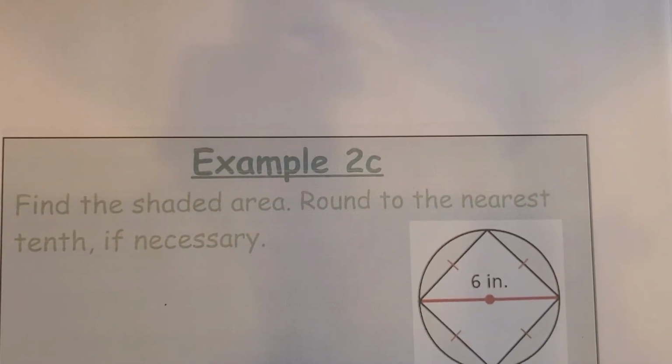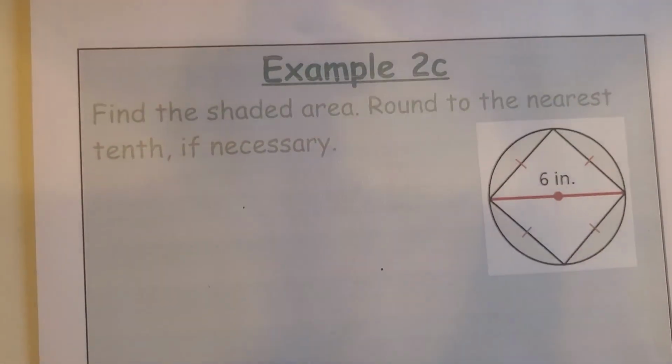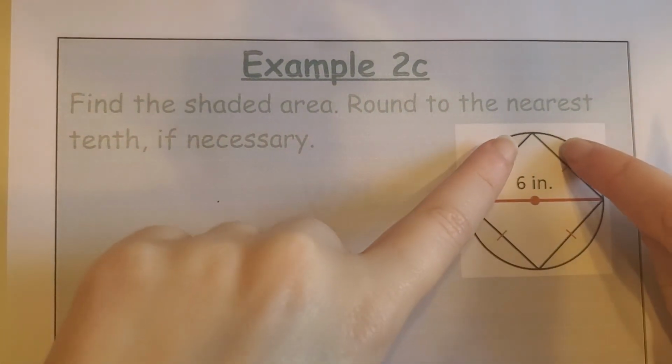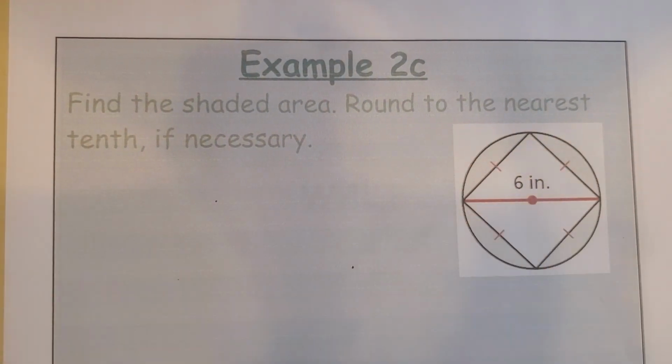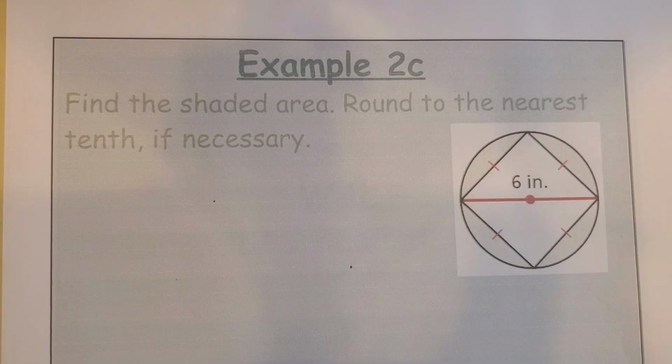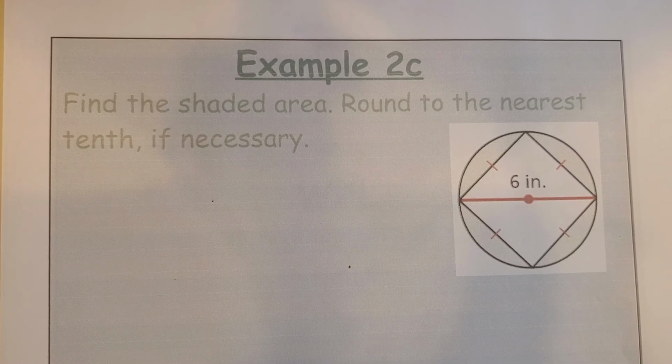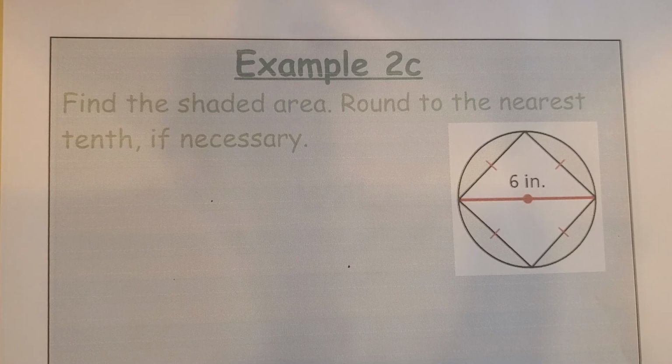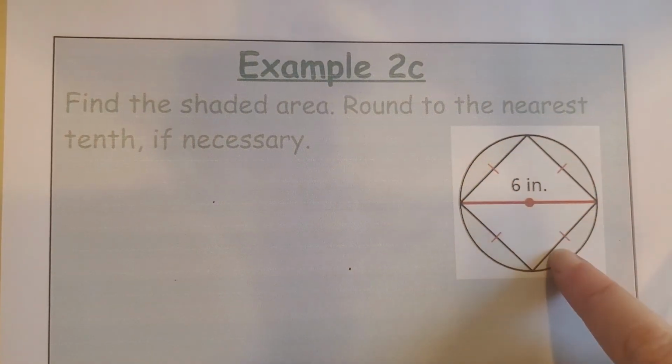Last one. I know it's a little bit hard to see, but this all right here is in green. All right, like these 4 pieces. Okay. It's a circle. So what we're going to do is we're going to take the area of the circle and then subtract. This is a square in here.